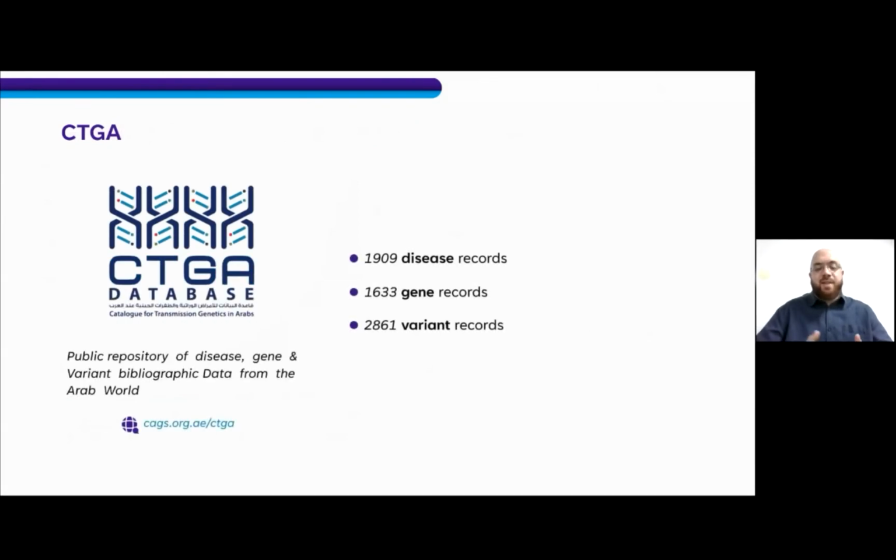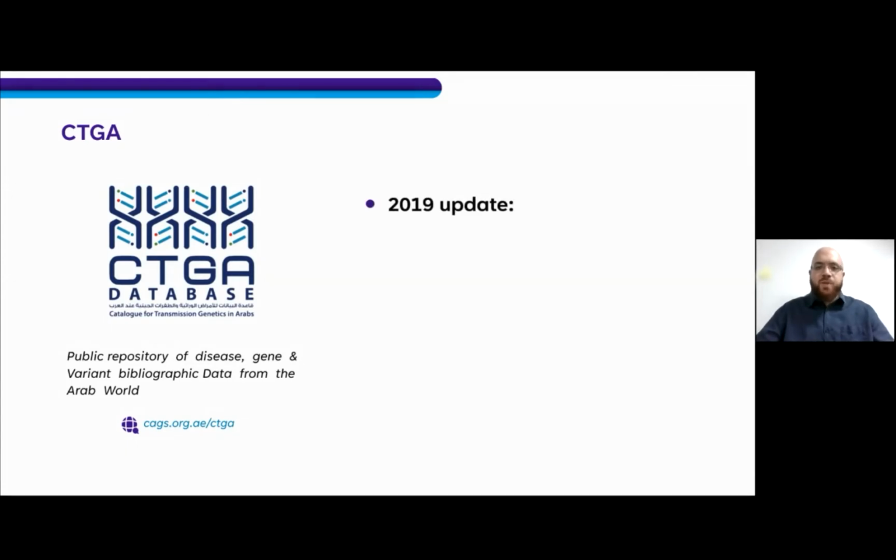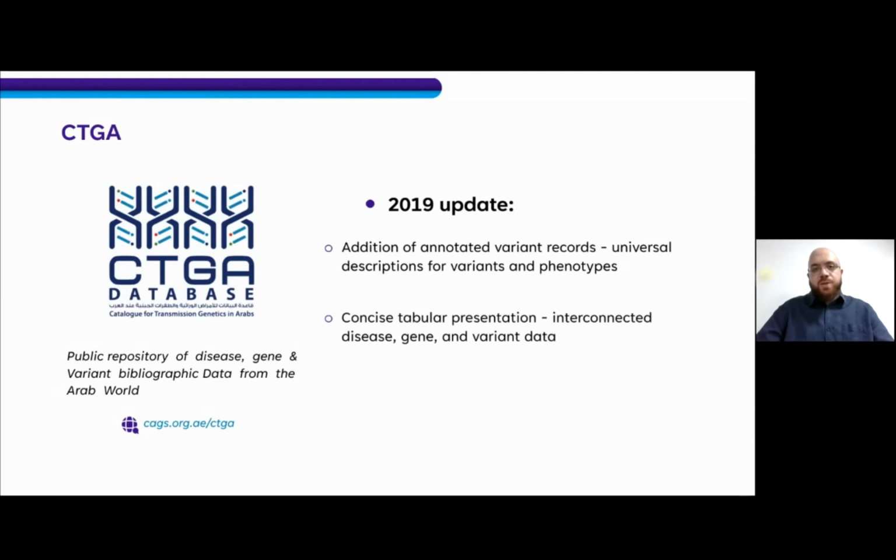So with CTGA, I will try to showcase how we systematically summarize the detailed data from the literature into an easy-to-access resource for clinicians and researchers in the region. So with our update, we decided to move away from our text-based descriptions of diseases and genes and address three main issues. We wanted to incorporate retrievable and universally described variant and phenotype data. And we wanted to show more data with a more concise presentation for the user. And from the curator side, we wanted to automate much of the data entry process. So the next few slides should give you a good grasp of what you can get from the database.